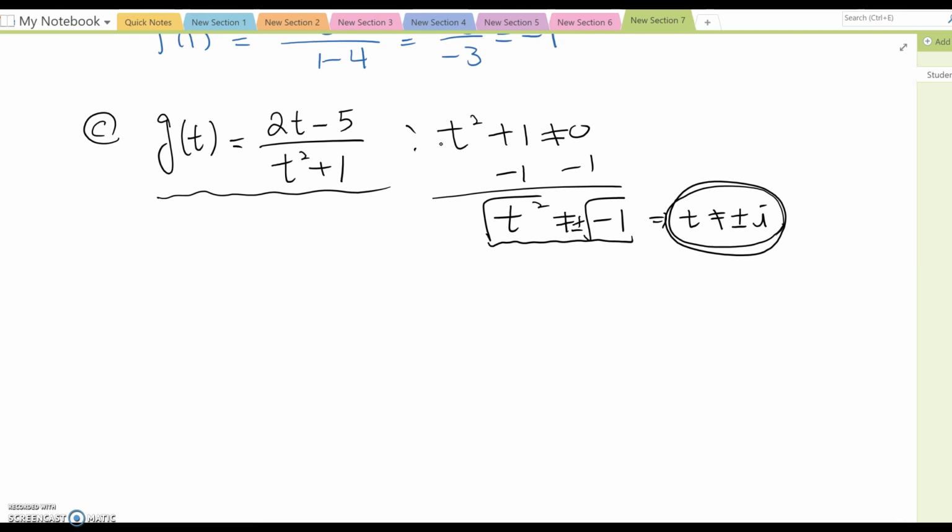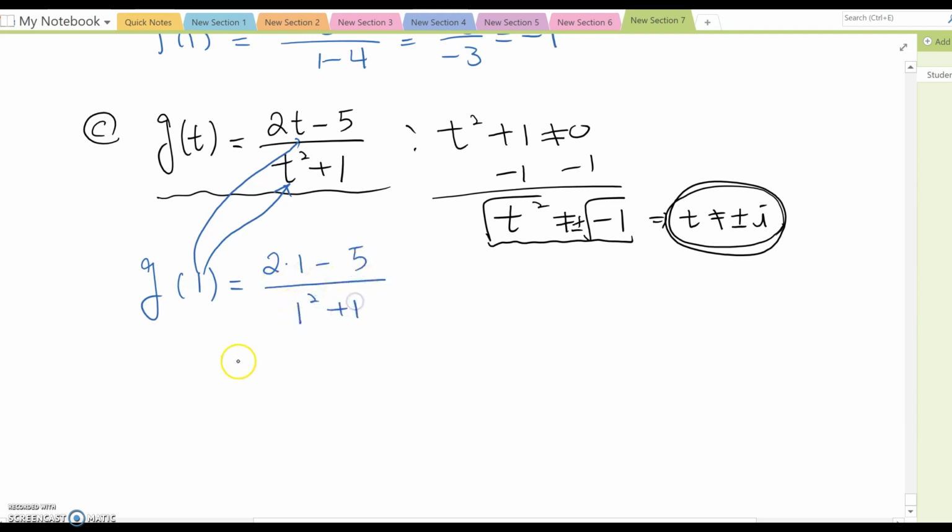Now let's plug in some certain values. So g(1), then what do we do? Yes, plug 1 into all t here. So 2 times 1 minus 5 over 1 squared plus 1. That becomes 2 minus 5 over 1 plus 1. Therefore, negative 3 over 2. That will be the answer.